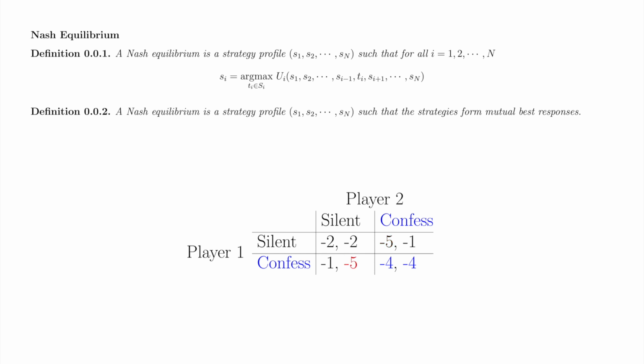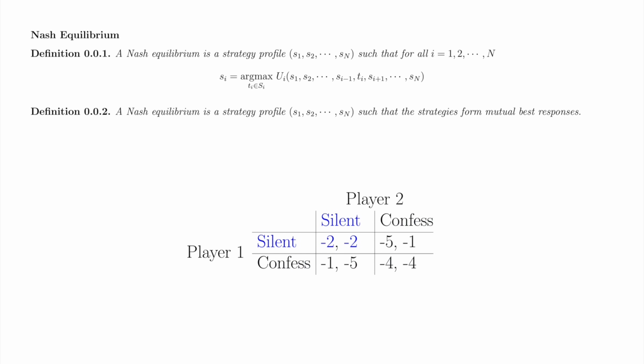Similarly, confess is a best response for player 2 when player 1 confesses. Player 2's only other option, silent, results in -5 for player 2, which is worse than -4. Player 2 also doesn't regret her choice of confess. And also, if we offered player 2, and player 2 only, a do-over, player 2 wouldn't switch from confess to silent.